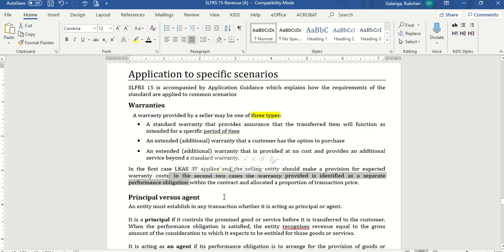So again you should follow the 5-step model, and from your selling price, you should allocate a particular amount for this additional performance obligation as well, right? Because this also should be recognized as an additional performance obligation.